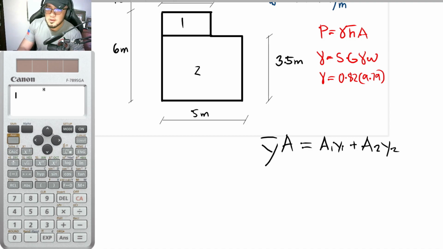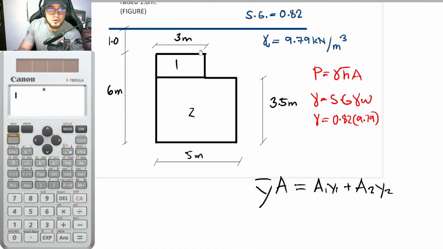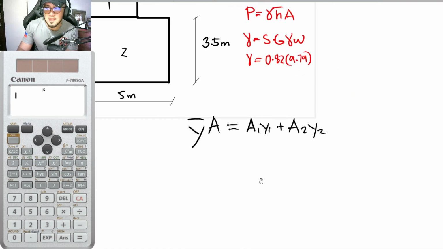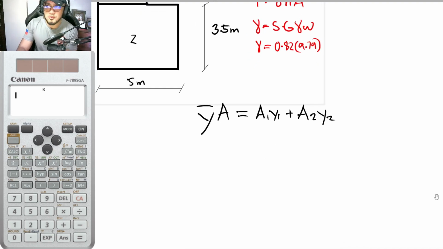Okay, so in order for us to solve for the centroid here, for example, if your composite section has a total of, let's say, 5 or 6 shapes, you might have a hard time using Varignon's theorem. So as a shortcut, we would now be going to the statistics mode. So click mode, then click 3 or press 3 on your calculator. So this would now go to your stat mode.